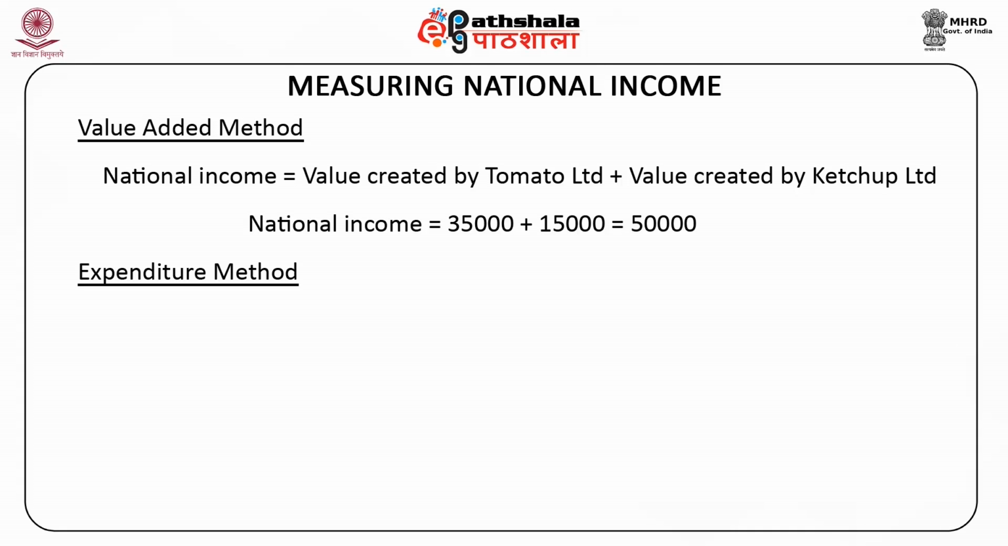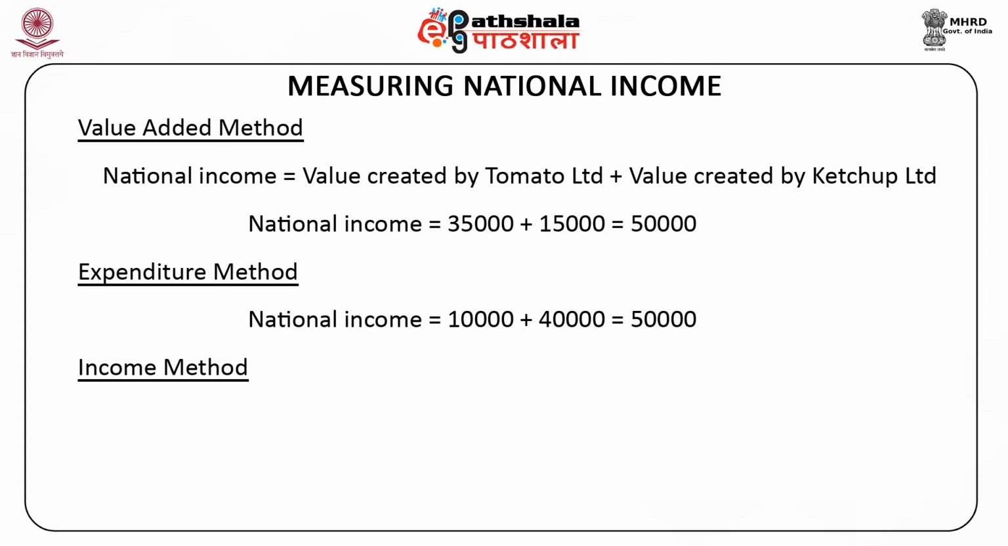According to this approach, national income is the sum of final expenditures incurred in the domestic territory. In the above example, the household spent 10,000 on tomatoes from Tomatoes Limited and 40,000 on the final product from Ketchup Limited. Therefore, national income by the expenditure method is 50,000.